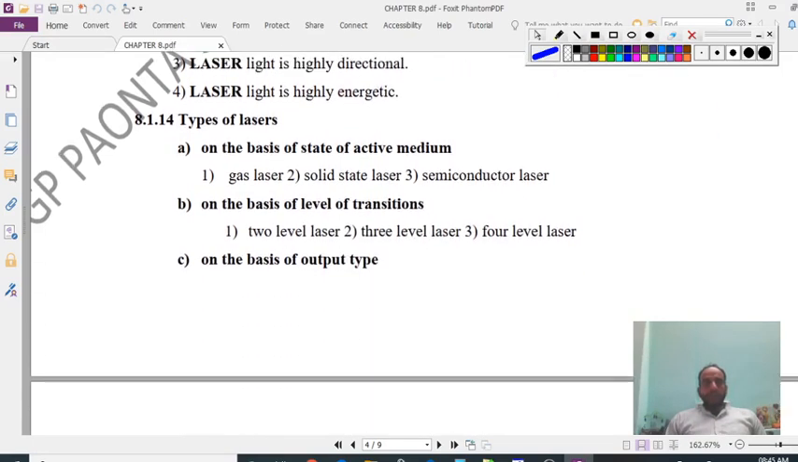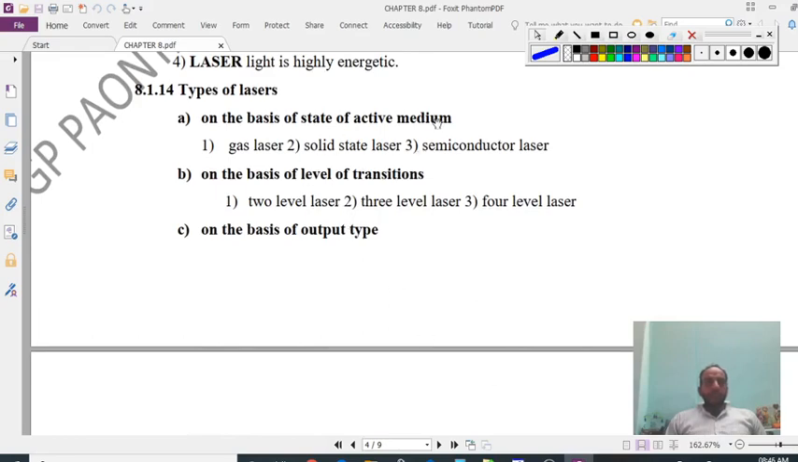Types of lasers. On the basis of state of active medium, lasers can be divided into gas lasers, solid state lasers, and semiconductor lasers. Gas lasers include mainly helium neon lasers and carbon dioxide lasers, and in case of solid state lasers we have ruby lasers, and there are also some semiconductor lasers. These semiconductor lasers occupy very little space.